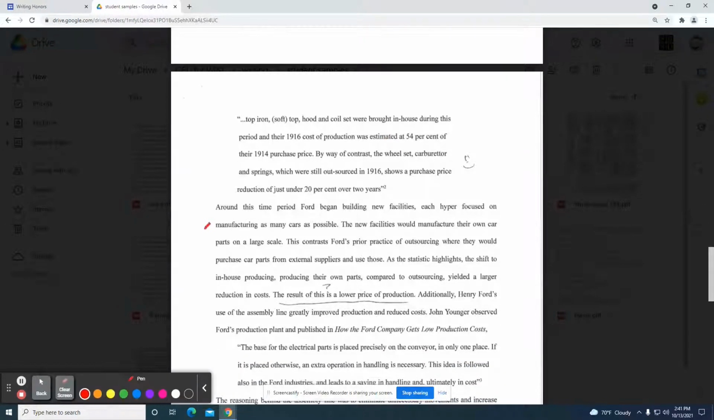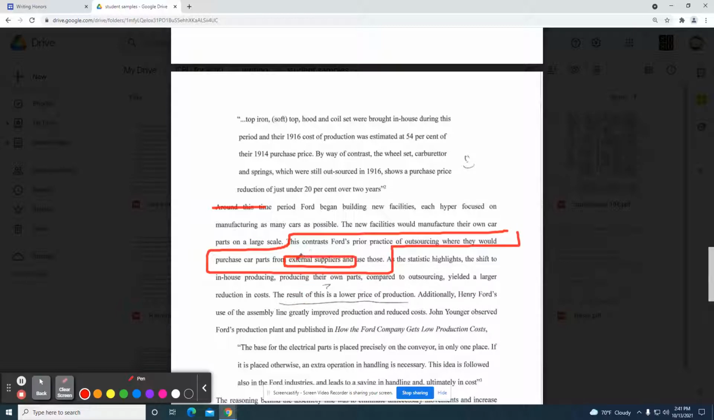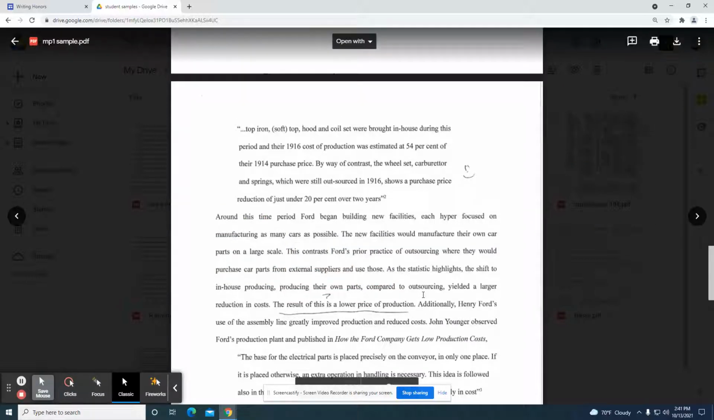Around this time period, not too fond of that, but Ford began building new facilities, each hyper-focused on manufacturing as many cars as possible. The new facilities will manufacture their own car parts on a large scale. This contrasts Ford's practice of outsourcing, where they would purchase car parts from an external supplier. So this is key because, again, it goes back to producing internally. They're not relying on external suppliers. They're using internal workers to produce the parts internally, which is going to ultimately drive down the cost of the vehicle. And so right there, that section is significant.